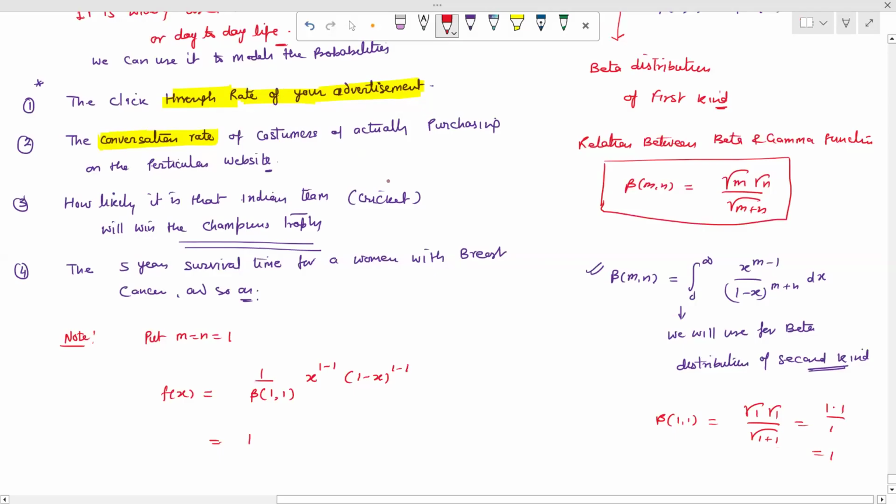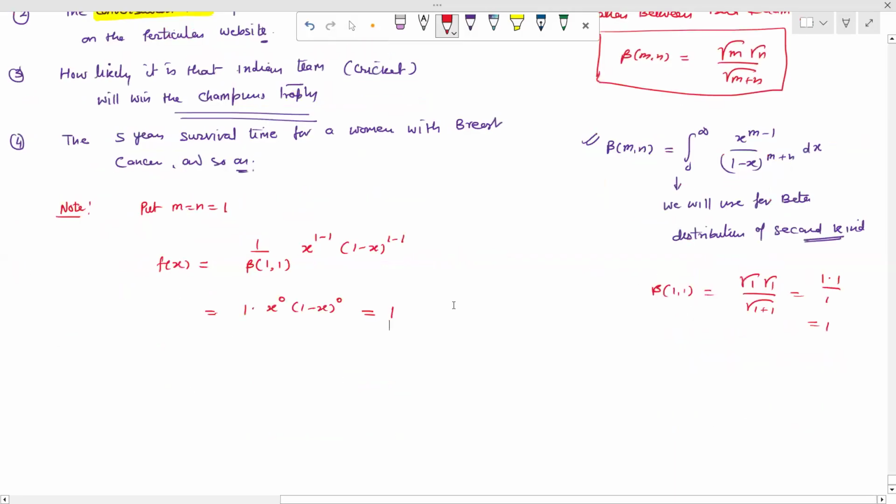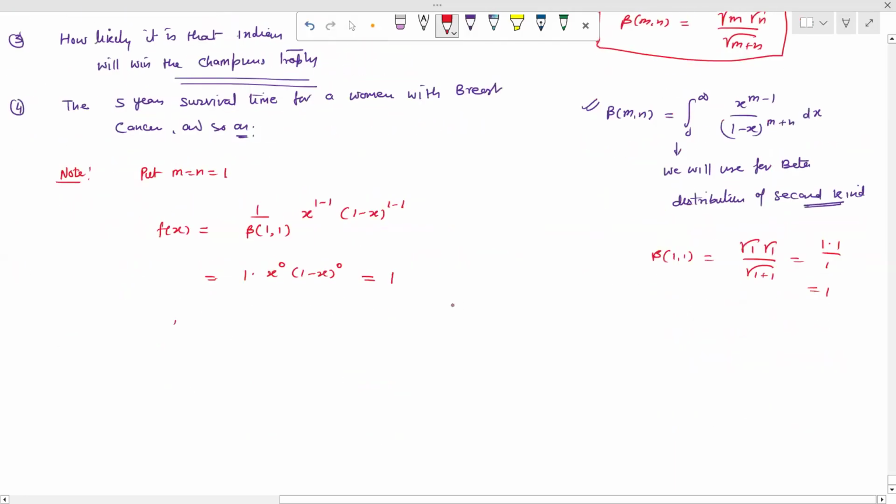बीटा वन वन की वैल्यू क्या होगी, 1 होगी. अब यहाँ पे क्या हो गया, एक्स की रेज टू पावर 0 हो गए और 1 माइनस एक्स की पावर भी क्या हो गई, 0. सो समथिंग रेज टू द पावर 0 इज 1. सो दिस गिव्स अस 1. अब फंक्शन क्या हो गया, कांस्टेंट हो गया, f(x) इक्वल टू 1. तो इन दिस केस फंक्शन f(x) इज इक्वल टू 1.